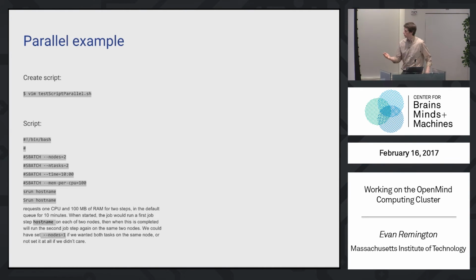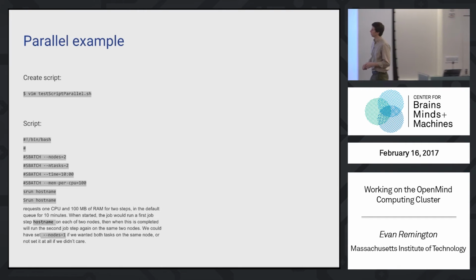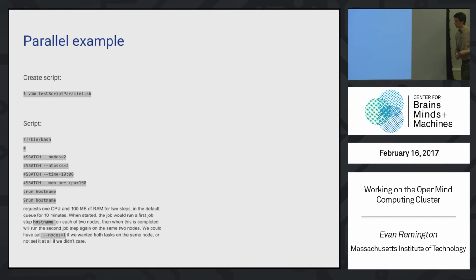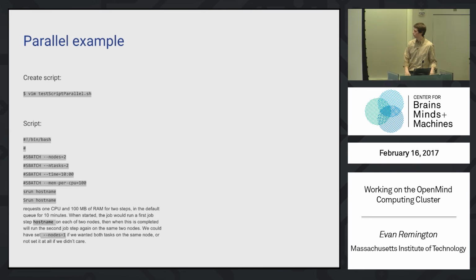So I called this file test script parallel. It's very similar to the other script, except you're changing the number of nodes and tasks to 2. And then you're adding srun before the command hostname. And there's a typo there. The second srun is capitalized when it shouldn't be.